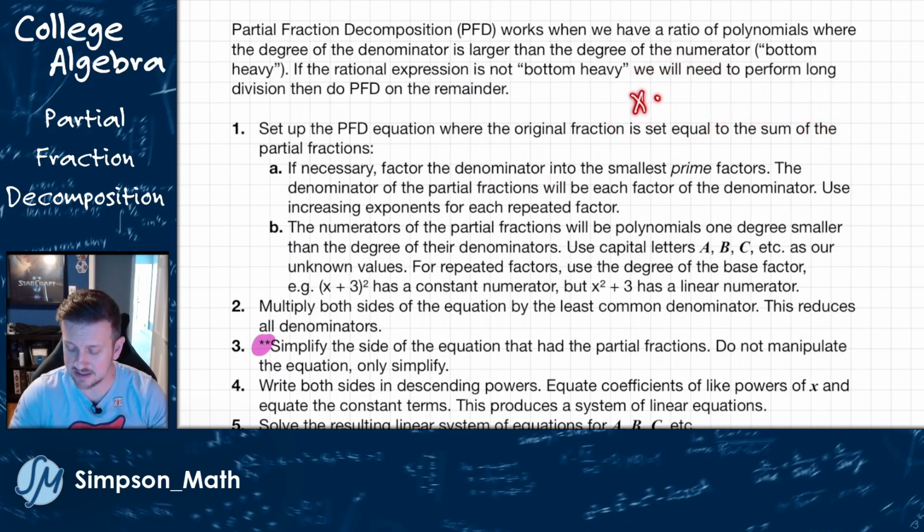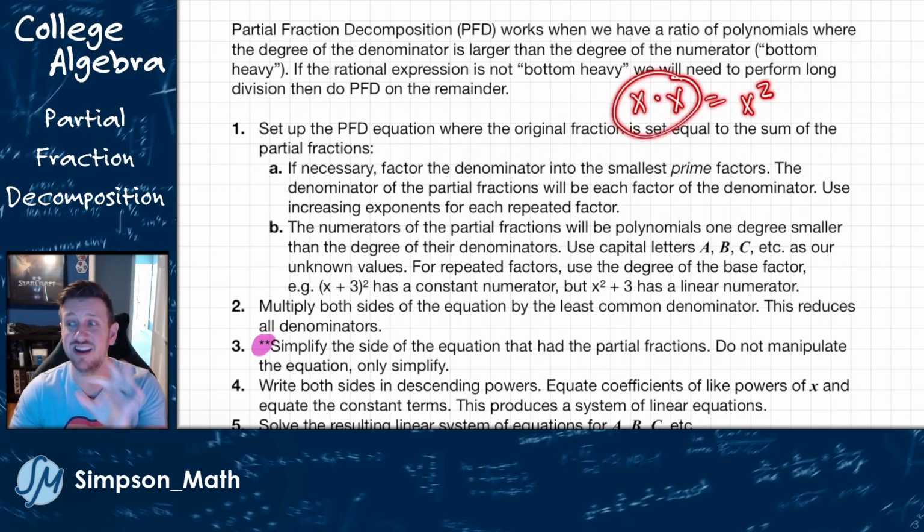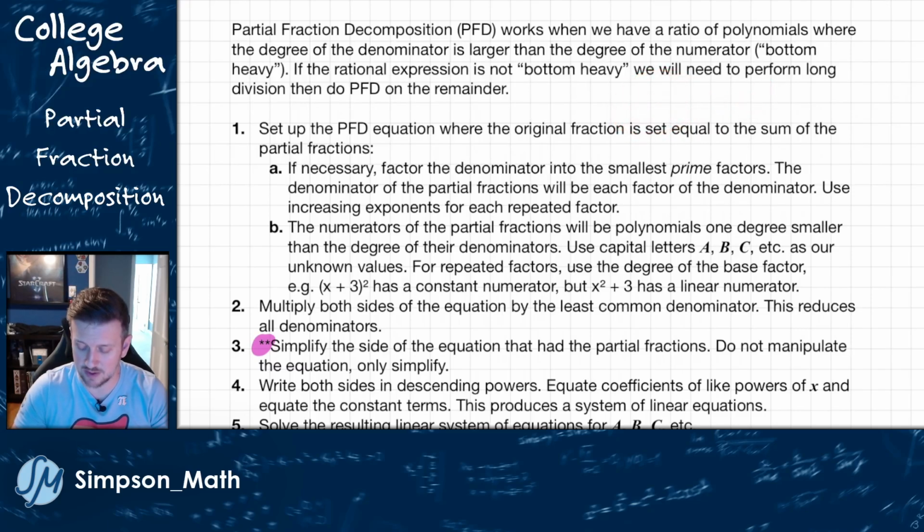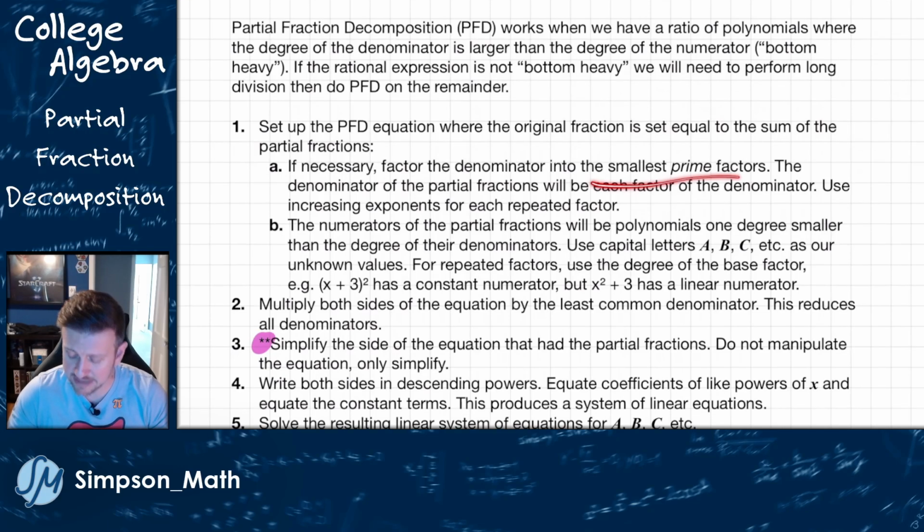If you end up with x times x, we will write that as x squared, but it's helpful to know that the prime factors would be an x and then another x. That's what I mean when I say we have a repeated factor, if I have multiple of the same factor. All right, so factor down to the smallest prime factors.